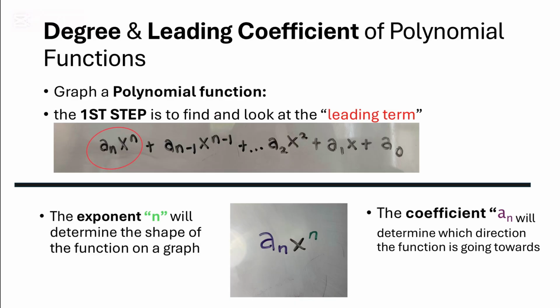So now let's use degree and leading coefficients of a polynomial to help graph it. So the first step is to find and look for the leading term, so the first term in the equation. The exponent, the n in green, will determine the shape of the function on a graph. The coefficient, the purple a to the n, will determine which direction the function is going towards.